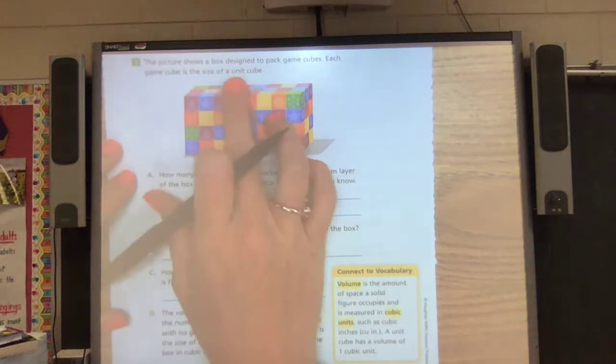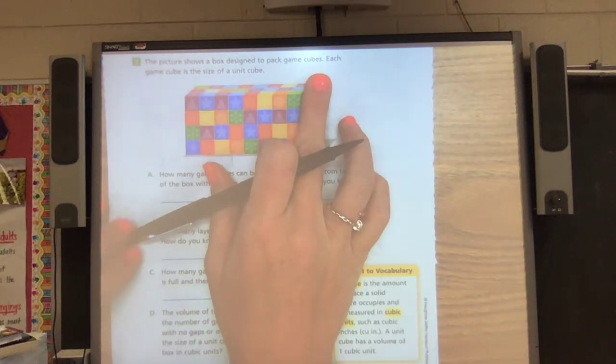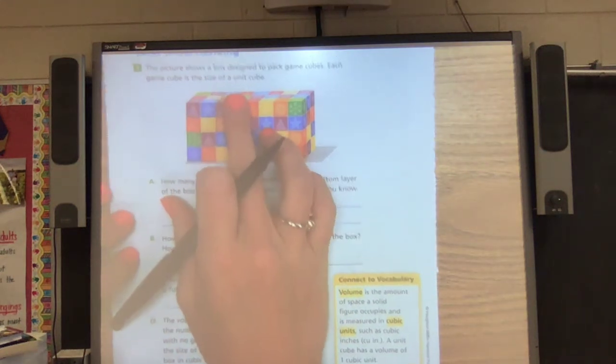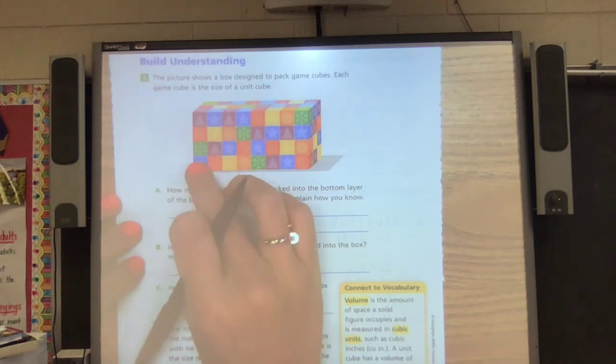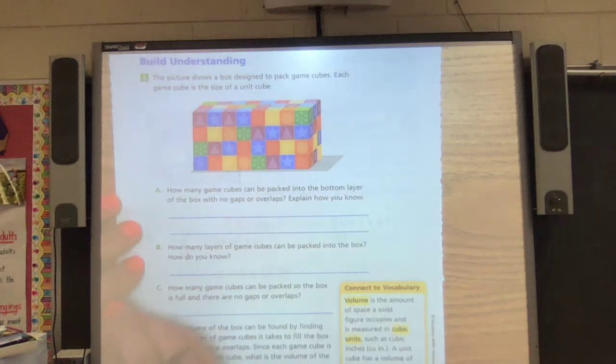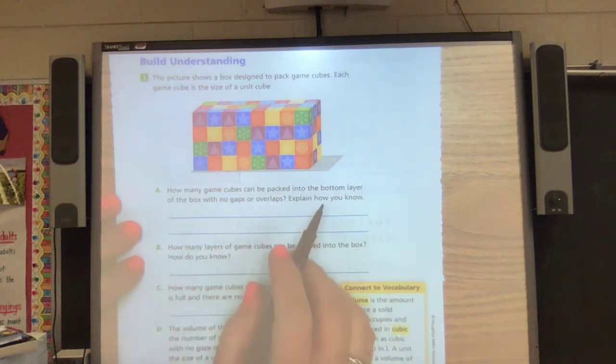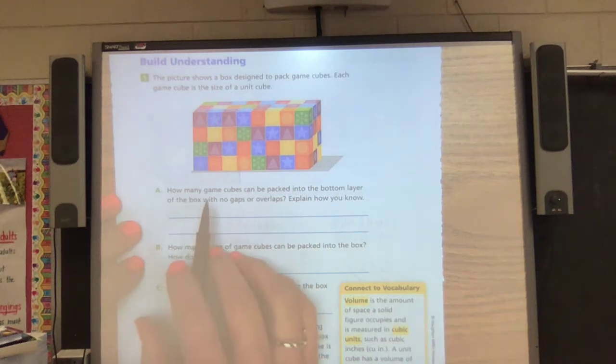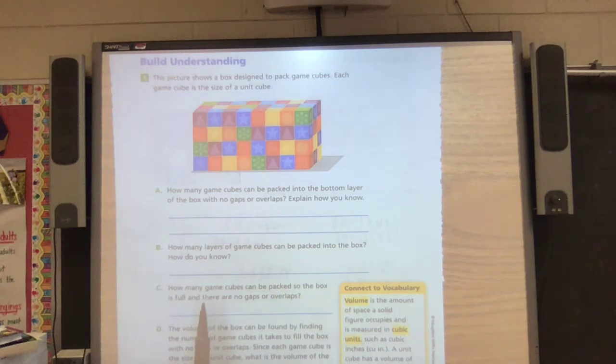The picture shows a box designed to pack game cubes. Each game cube is the size of a unit cube. So you're packing up these game cubes and they're all 1 unit. How many game cubes can be packed into the bottom layer with no gaps or overlaps? So we're just looking at that bottom layer.